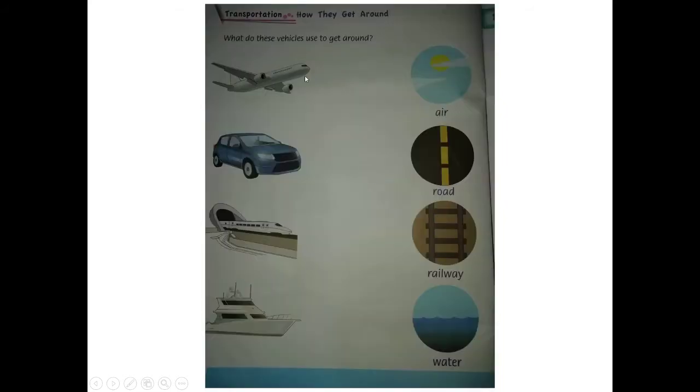Okay, now transportation, how they get around. What do these vehicles use to get around? Like, okay, this is a car. Where does the car walk? It walks on the road, on the street. This is how a car moves. It moves on a road.